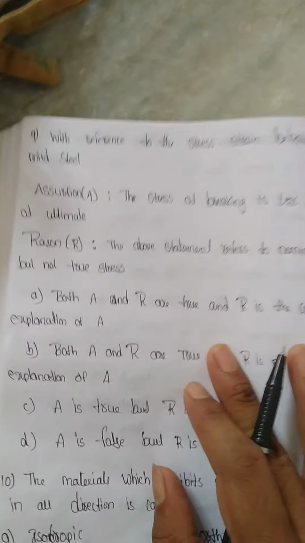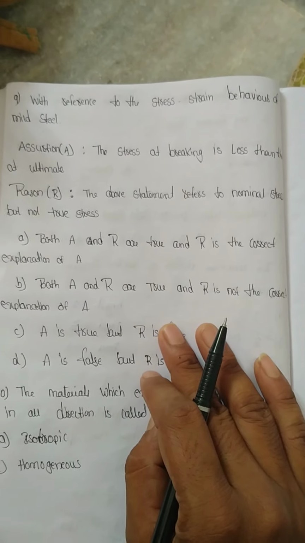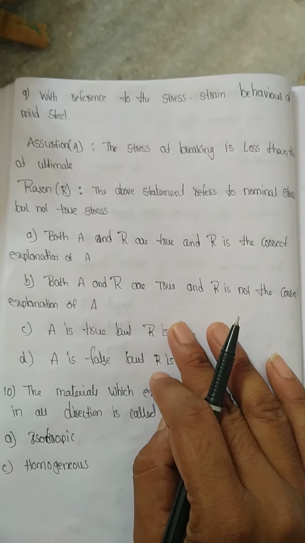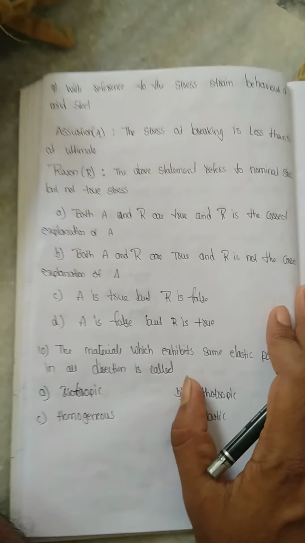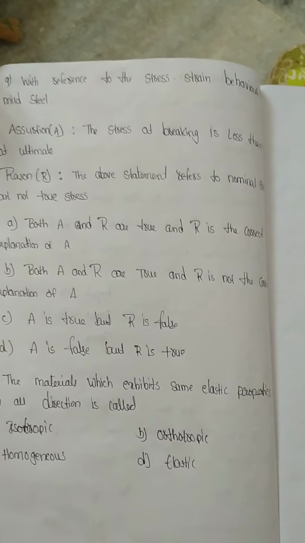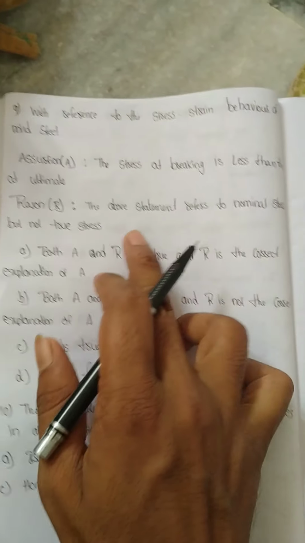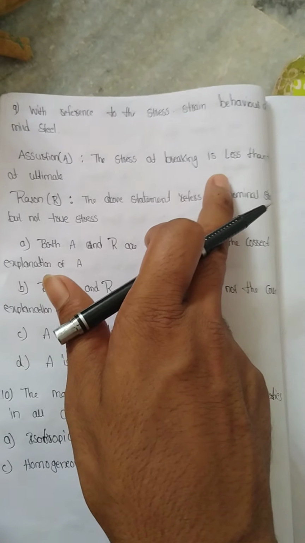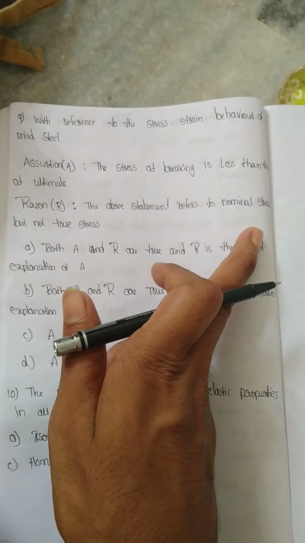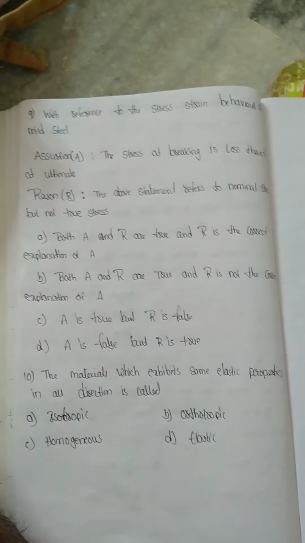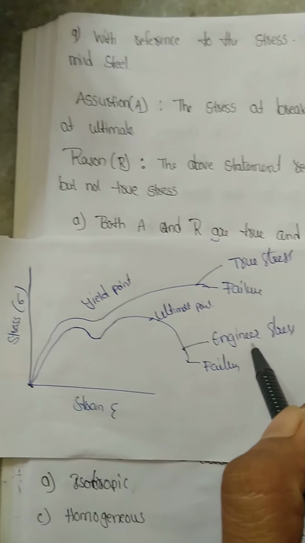Next, with reference to the stress strain behavior of a mild steel, meaning elongation of the bar. The stress at breaking is less than the ultimate. The above statement refers to engineering stress but not true stress. Let's see. This is true stress. This is engineering stress.